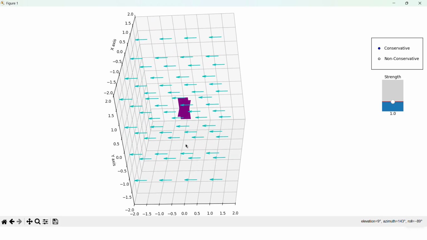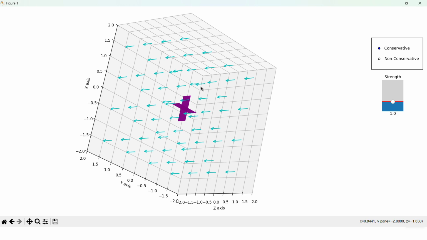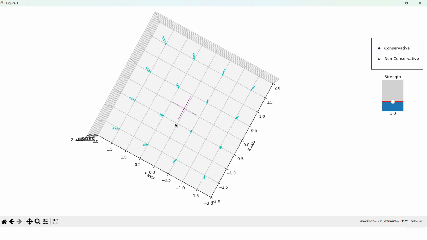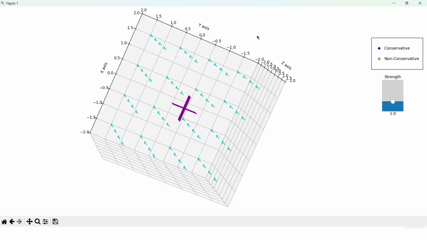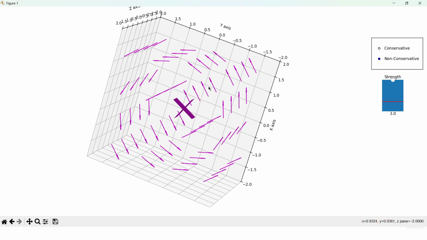Okay, so yeah, as in the conservative field you can see that the net rotational effect is equivalent to zero, right? But in case we get into a non-conservative field, you can see that the paddle is rotating, right? Look, this arrow is causing the paddle to rotate. It's not just passing through the corners, right?